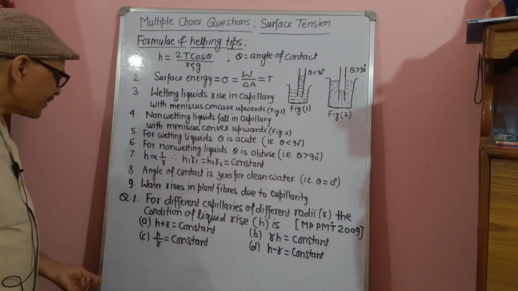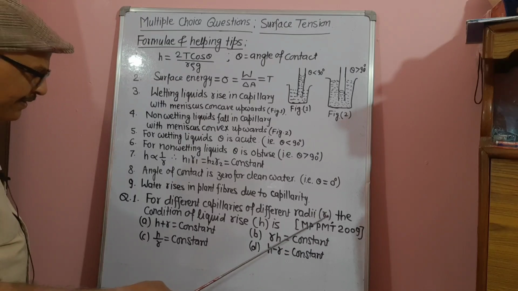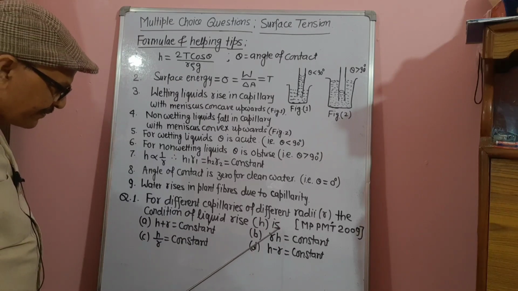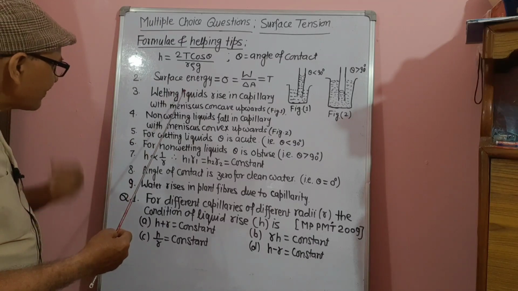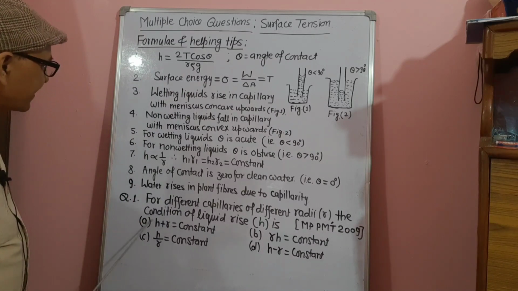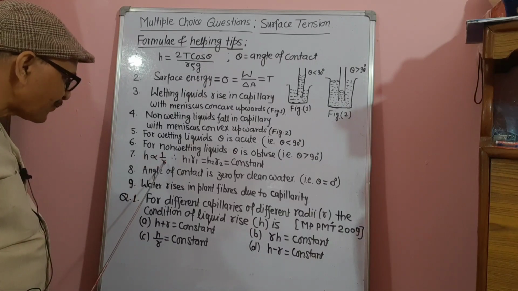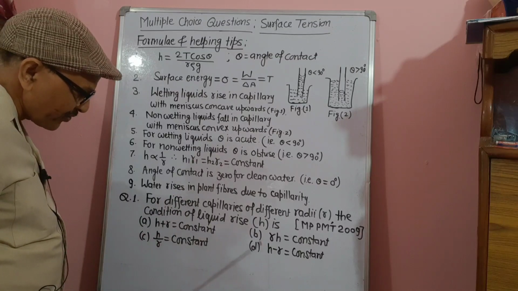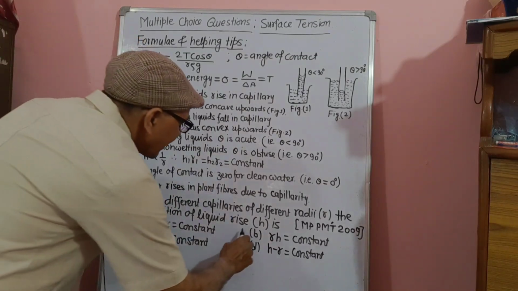Now question 1, for different capillaries of different radii, what is the condition of liquid rise h? These are the options. As discussed before, for different capillaries of different radii, h is inversely proportional to r, therefore h into r is constant. So option B is the correct one.